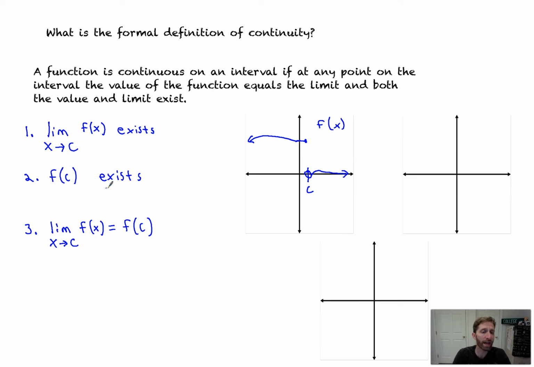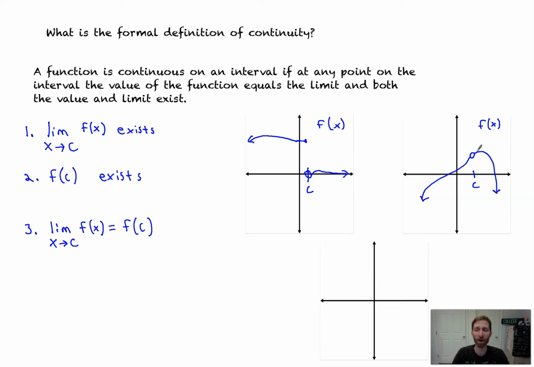But you also have to have it so that f of c exists. So what would be a situation where the limit exists but the function doesn't? Okay, well, I'm glad you asked. That would be something where you have a hole. Let's say that we have a hole like this, and let's say that this is the value x equals c. Well, in this case, we don't have a y value at c. However, we do have a limit as x approaches c of f of x. So unfortunately, in this case, we're not continuous at c.